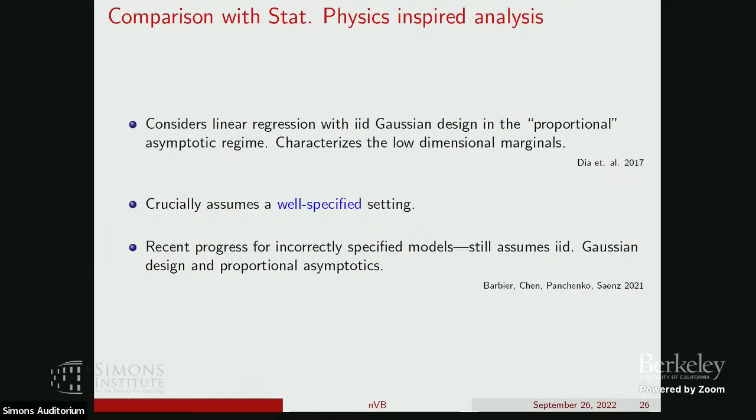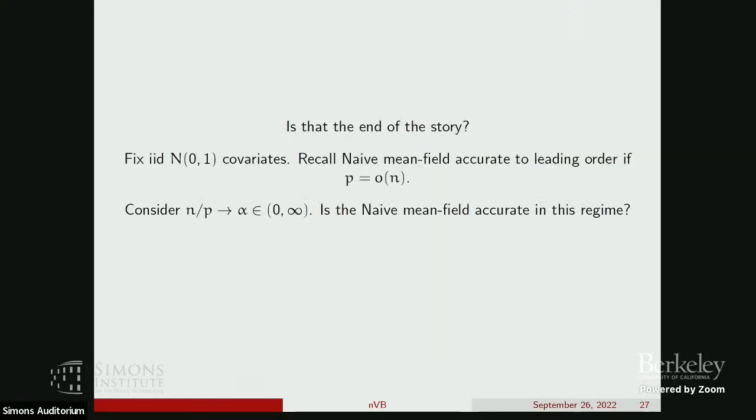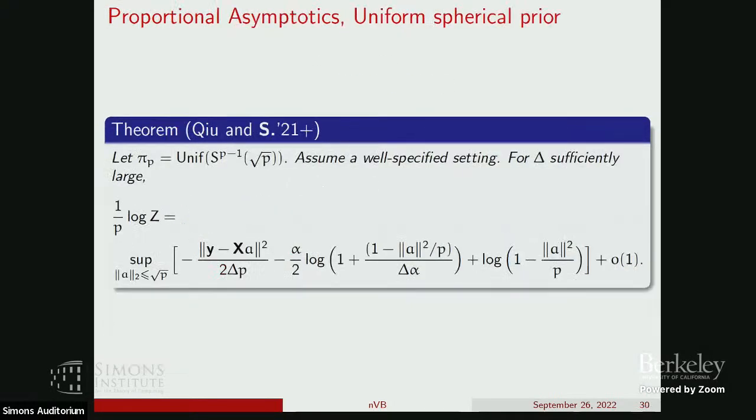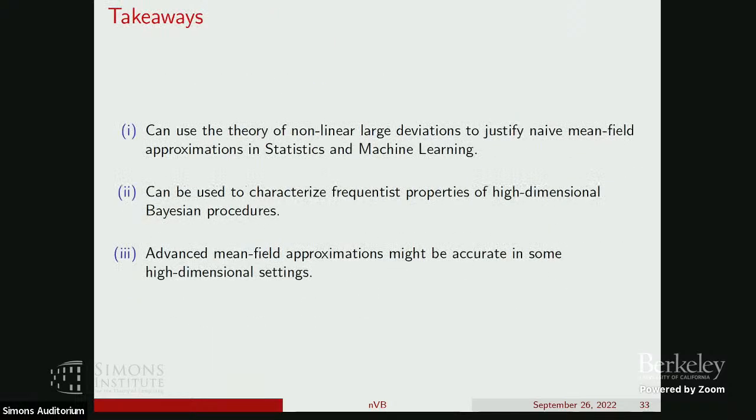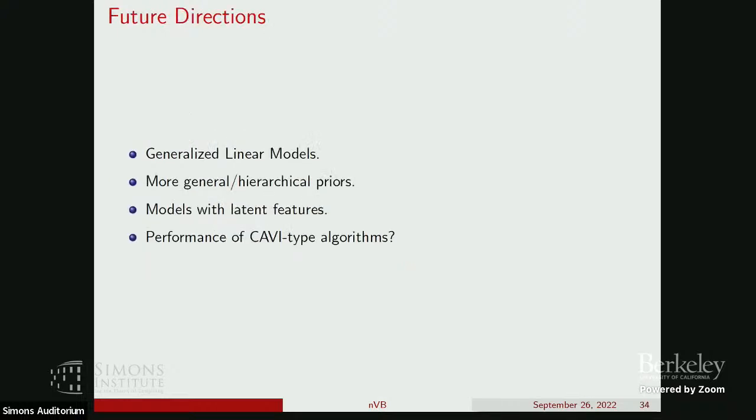I had some other things that I'll skip over to not go over the allotted time. The takeaway essentially is that we can use this theory of nonlinear large deviations to actually justify using naive mean field approximations. They can tell us about high dimensional Bayesian posteriors. I had some stuff later, but I didn't get into that. There are some follow-up directions, but I'm happy to talk about it more offline. Thank you so much for your attention.